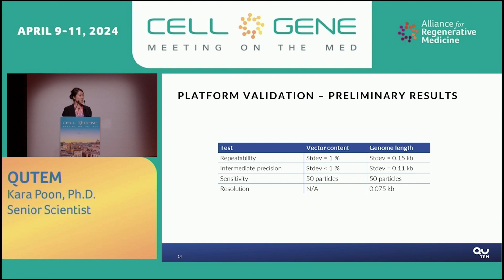And in addition, we also are looking at the resolution, and this is also quite incredible compared to other orthogonal methods, which is that in order to be able to differentiate between different subpopulations, the difference between them needs only to be 75 bases. So this is a really great technique if you want to be looking at several different critical quality attributes, and for AAVs, for instance, you can look at aggregation, vector content, and also genome length.